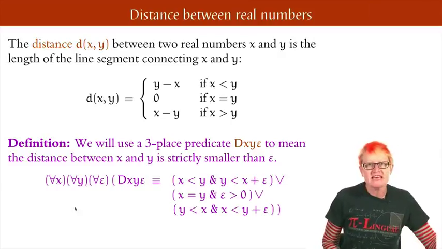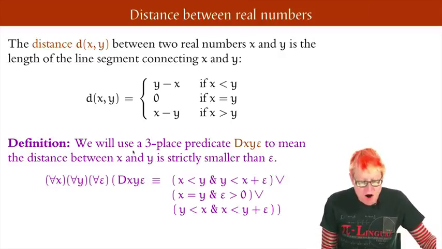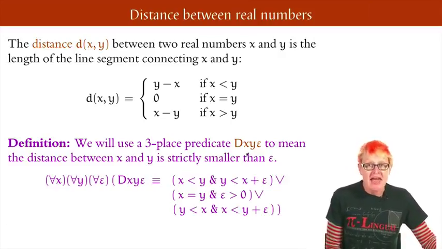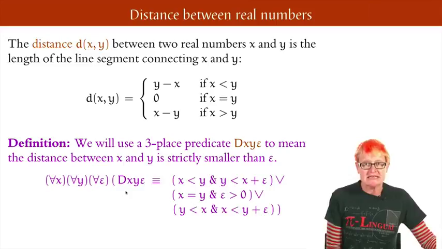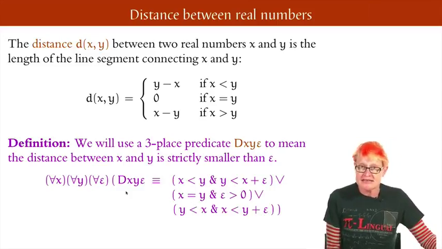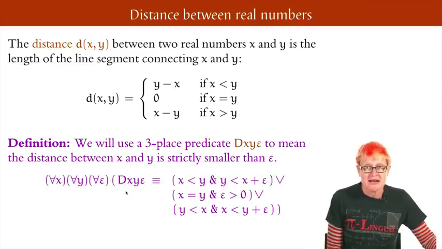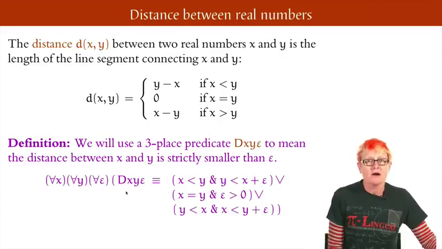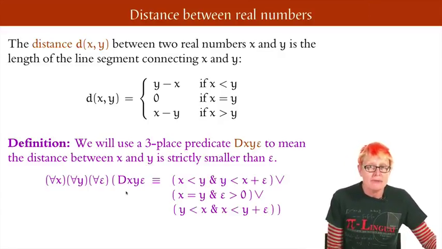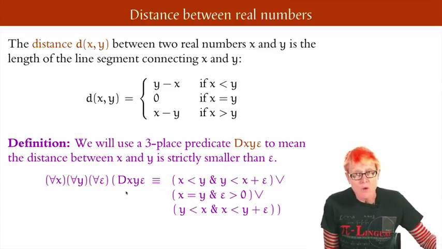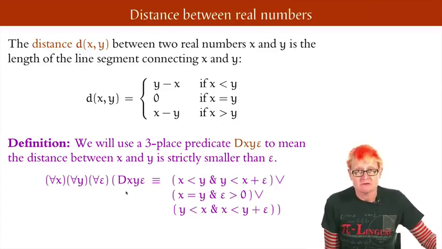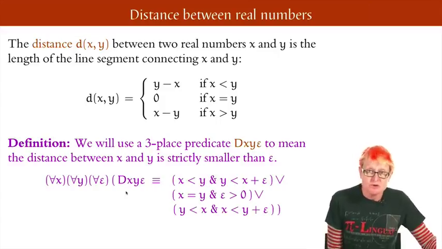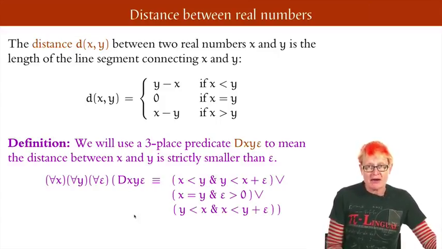We will use a three-place predicate, d(x, y, epsilon), to mean that the distance between x and y is strictly less than epsilon. This three-place predicate d is easily defined using three cases. d(x, y, epsilon) holds exactly when x is less than y and y is less than x plus epsilon, or when x is identical to y and epsilon can be any positive number, or when y is less than x and x is less than y plus epsilon. In each case, the difference between x and y is bounded by epsilon.